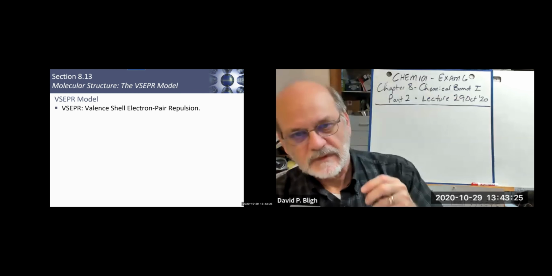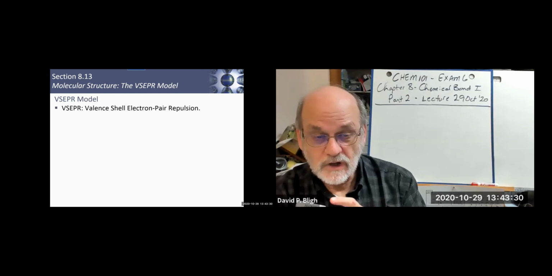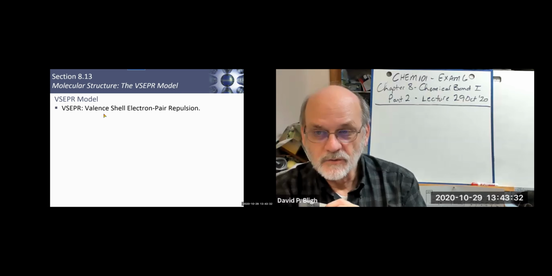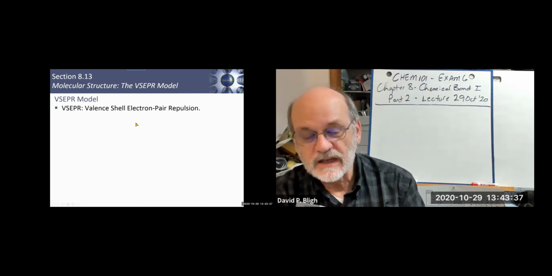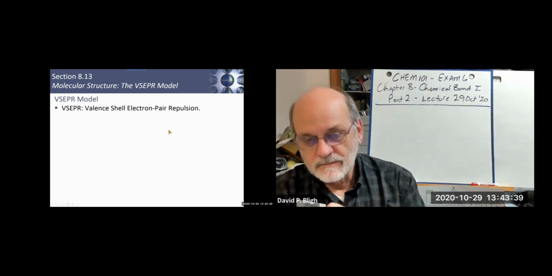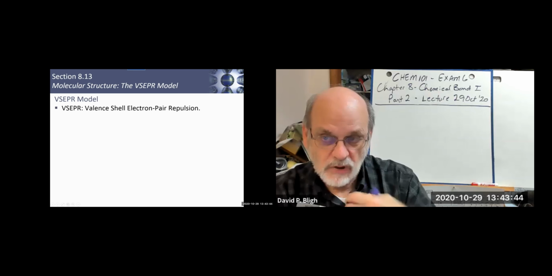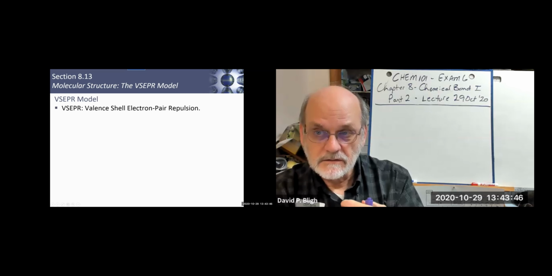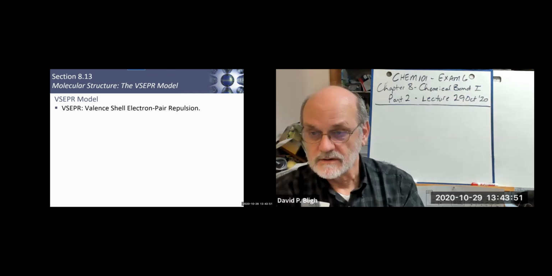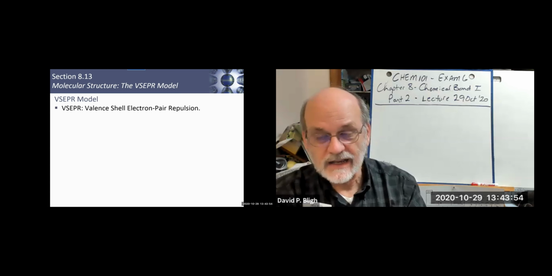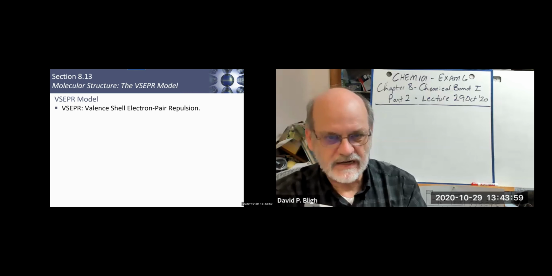Now, I'll say one thing here. Somebody was playing fast and loose with the concept in order to name this VSEPR. Valence shell electron pair repulsion may be true in one respect, but when we start bookkeeping and making deductions about the structures of molecules, it's not electron pairs, it's electron groups. And that'll become obvious in just a minute.